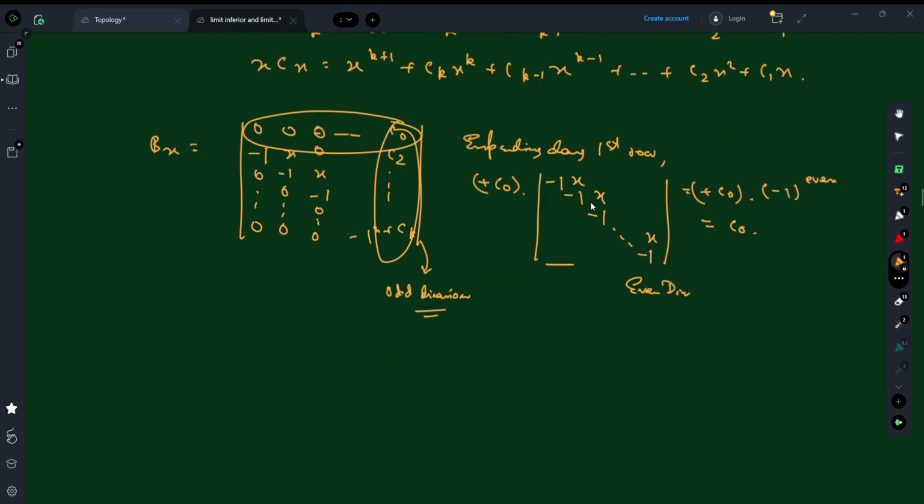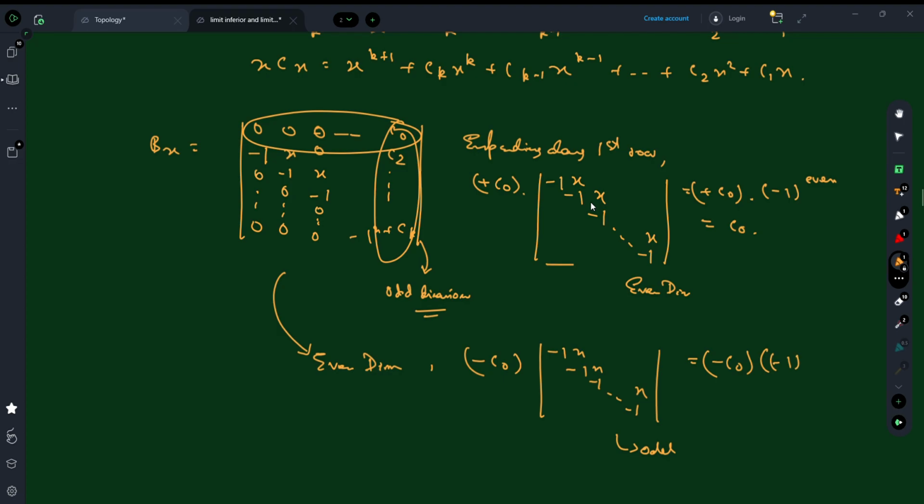What can we say if it's an even dimensional matrix? If it's an even dimensional matrix, then the sign allotted to C0 will be minus C0 times the determinant of the same matrix, right? -1, -1, -1 till -1. You have x here, you have x here. But in this case, there are an odd number of -1s, because this is an odd dimensional matrix. So you can pair every -1 excluding just one of them. So it's typically equal to minus C0 times -1 to some even power times minus, right? Because then it will make an odd number of -1s. That's exactly again C0. So in either case, you will get C0.